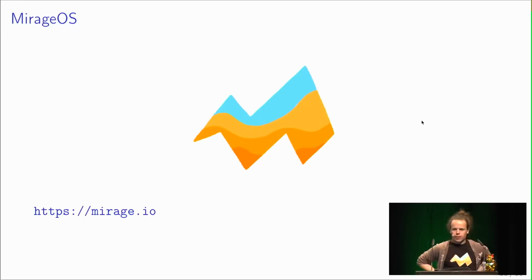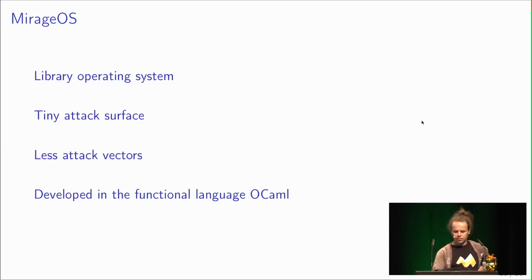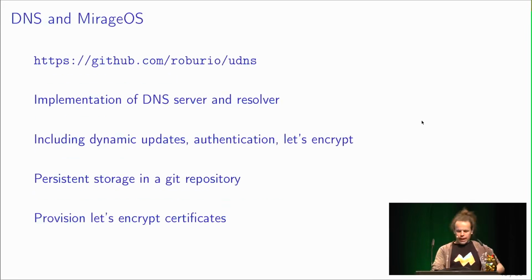I think I'm now nearby the end of my talk. I will talk a bit about MirageOS, which is an operating system with a very tiny attack surface and fewer attack vectors than a Unix system. It's developed in a functional language called OCaml. And DNS and MirageOS, how does that fit together? Well, over the last years I implemented the DNS server and resolver, including dynamic updates, authentication using HMAC secret.